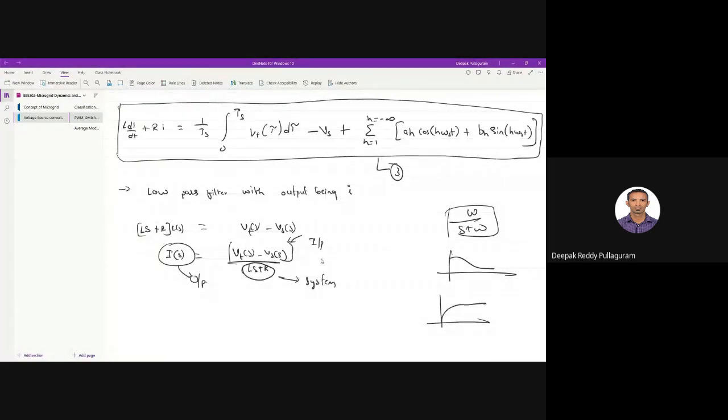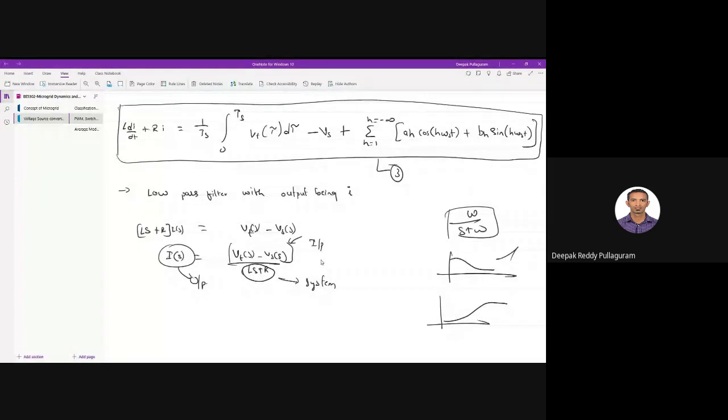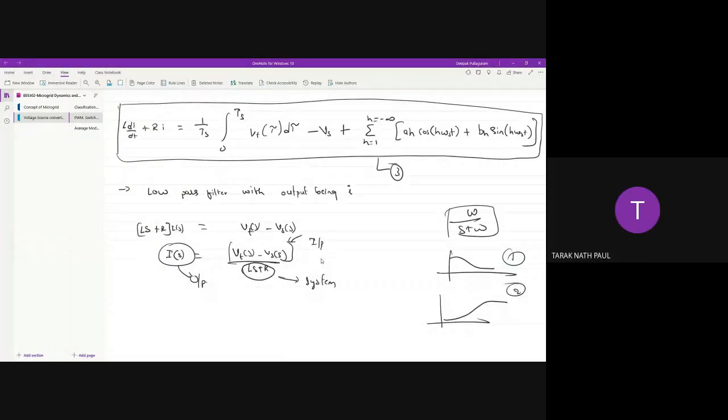This transfer function, like this or this? This one or this one? How does it behave? First one. So what is this first one's behavior? Is it a low pass filter? Yes, sir. So isn't this system the same way?